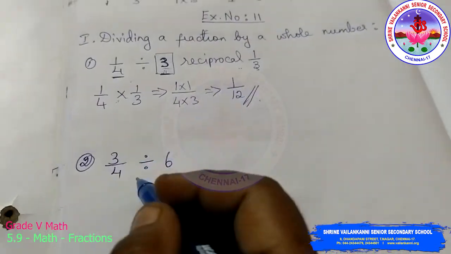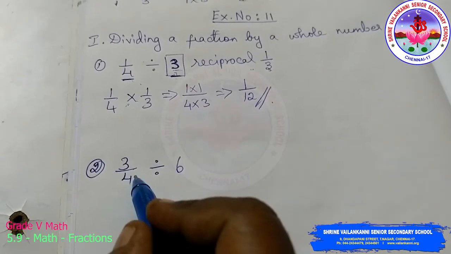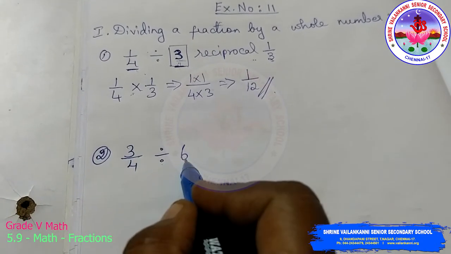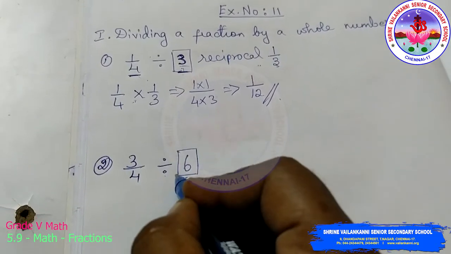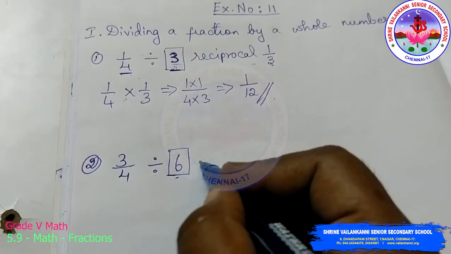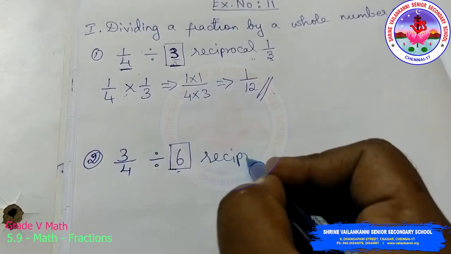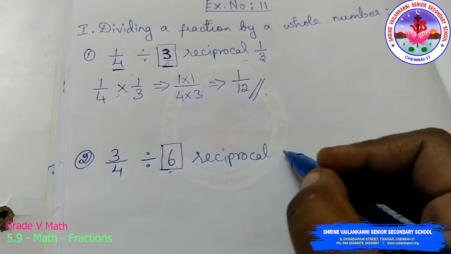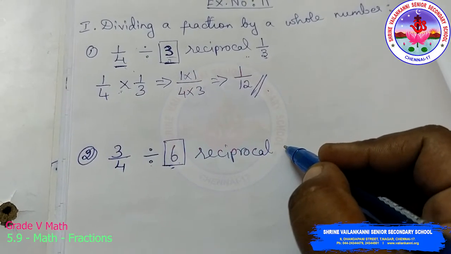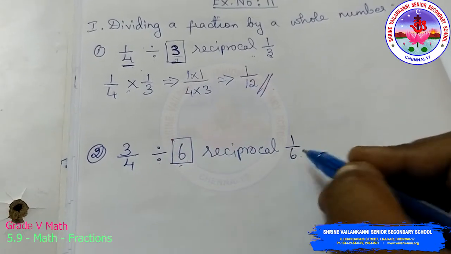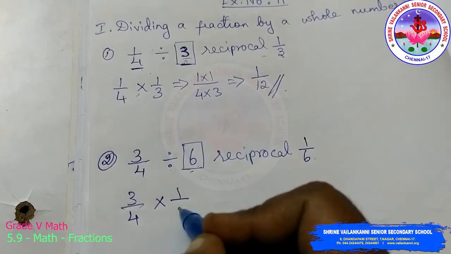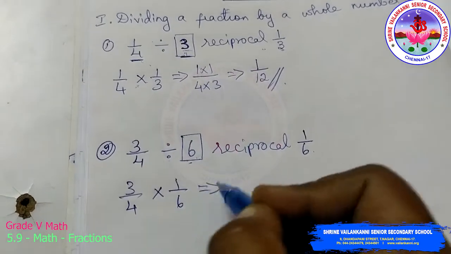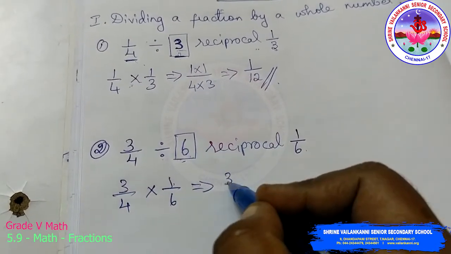So one more sum with the same topic. Fraction divided by a whole number. So you have to find the reciprocal of the right side value, which is 6. The reciprocal of 6 will be 1 by 6. So 3 by 4 into 1 by 6. So 3 into 1 is 3.